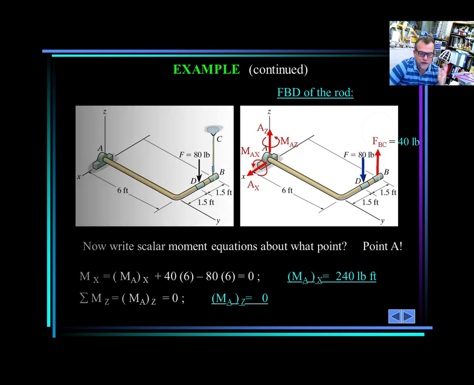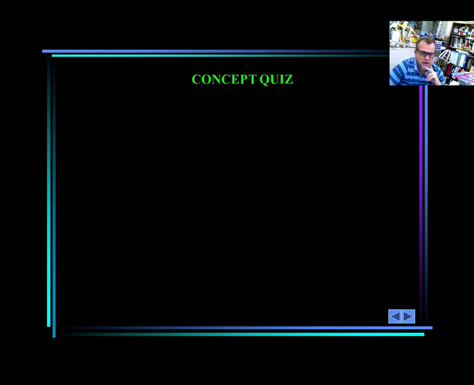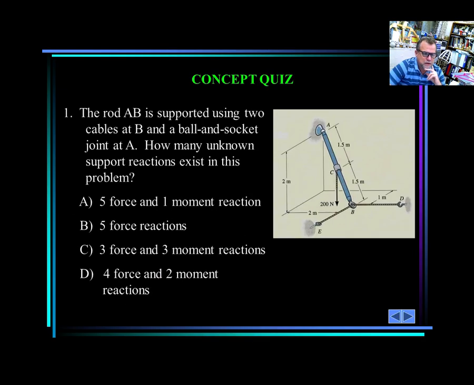So you'll see the results and try to solve it on your own. And if you have any question, well, at least my students here, you know where I am. Whereas here, the rod AB is supported using 2 cables at B and a ball and socket at A. Ball and socket, 2 cables here and here. How many unknown support reactions exist in this problem? Well, this is not a pulley, so this is one reaction and this is one reaction, 2 force reactions, right? And what about the ball and socket? Ball and socket has 3 force reactions. Basically you have 5 force reactions.